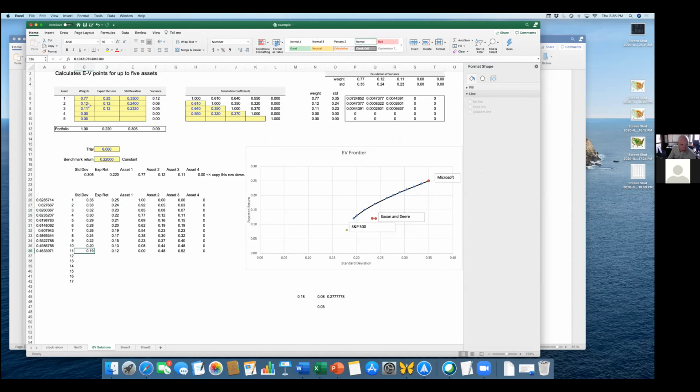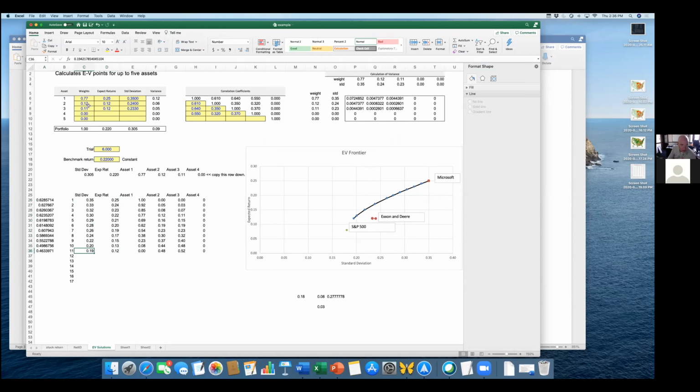Now, beta. Beta is the amount of risk that an individual asset will put into a well-diversified portfolio, okay? Or actually, the portfolio that you have constructed here. Beta is a measure of risk.